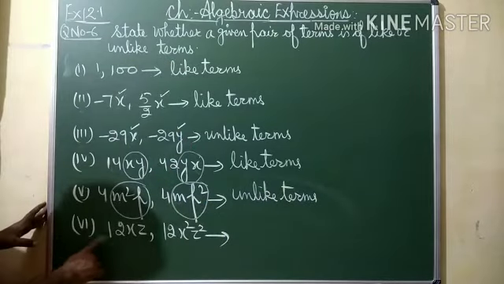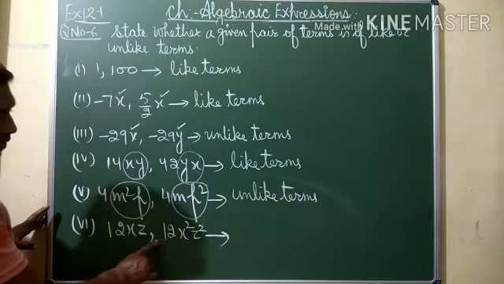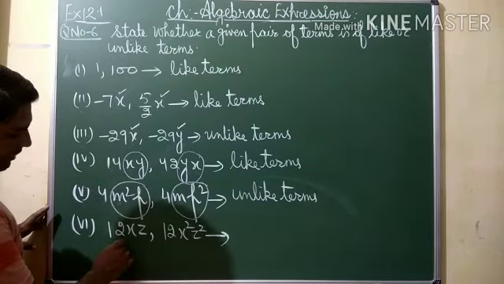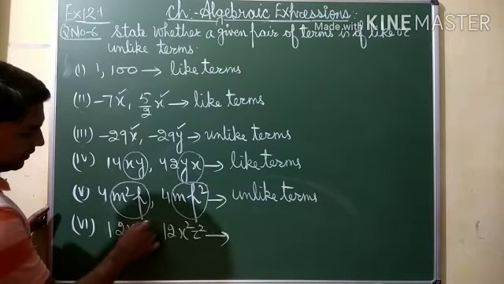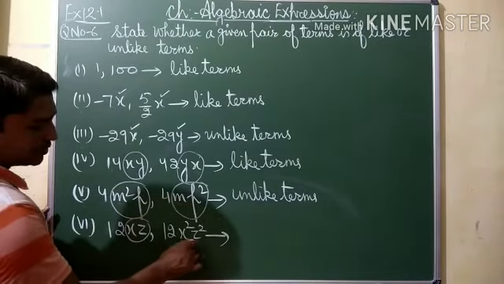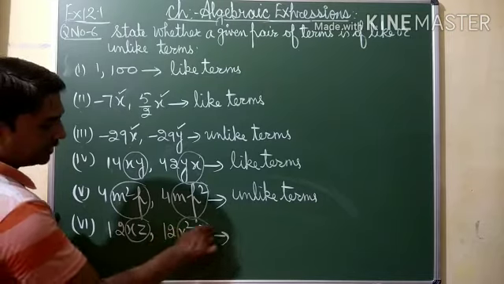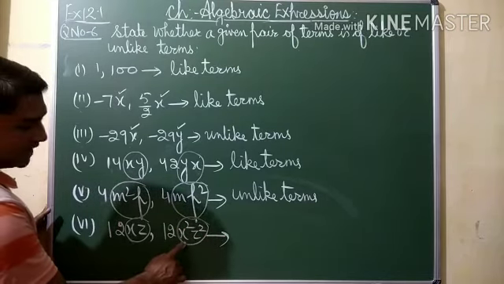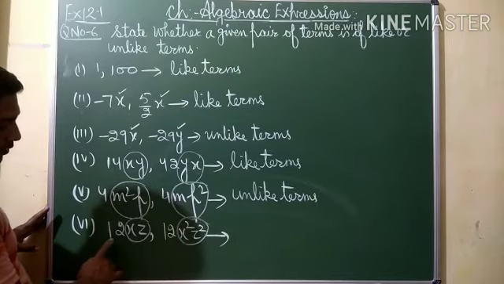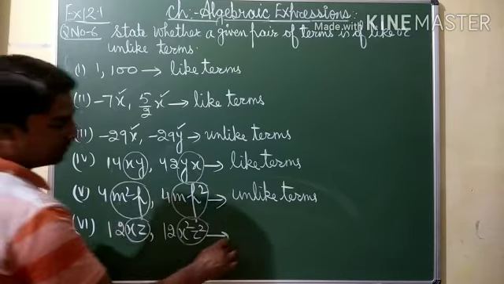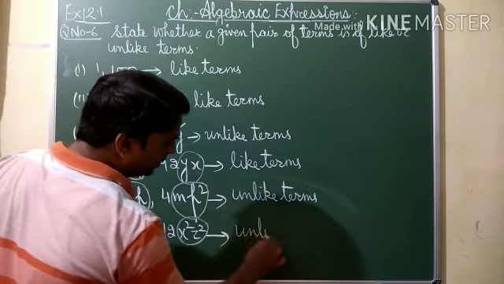Next is sixth part, 12xz comma 12x square z square. Since the algebraic factor of term 12xz is xz and the algebraic factor of term 12x square z square is x square z square, and xz is not the same as x square z square, therefore 12xz and 12x square z square is a pair of unlike terms.